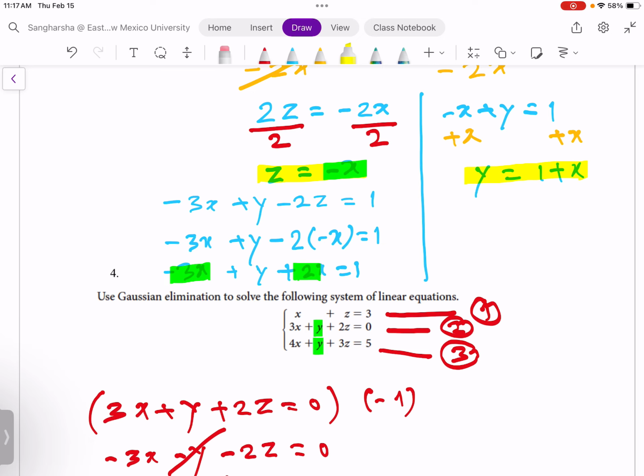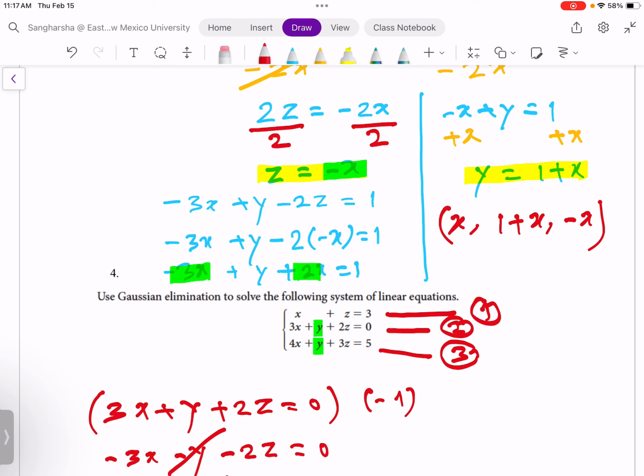It depends on what number you choose for x. So here we can write the solution. Our x coordinate is x as it is, our y is 1 plus x, and our g is negative x. So we have the solution.